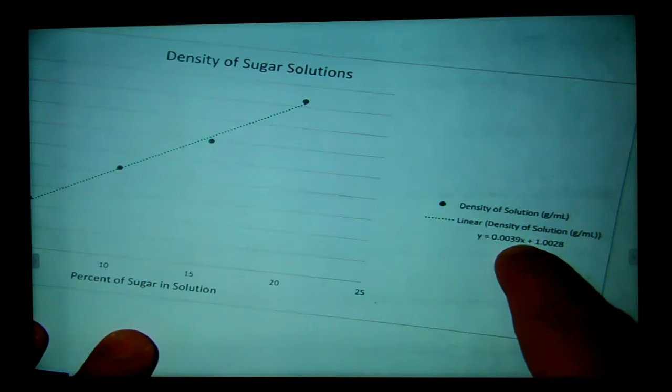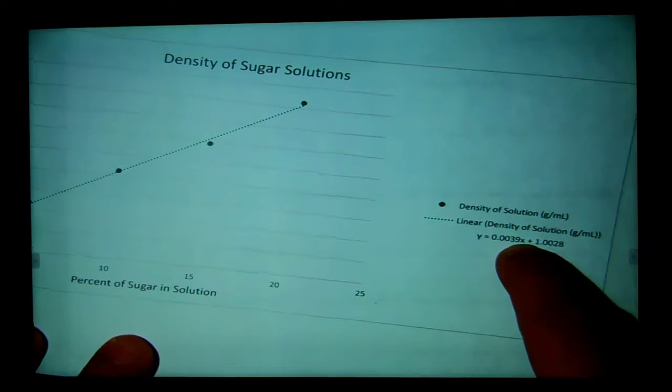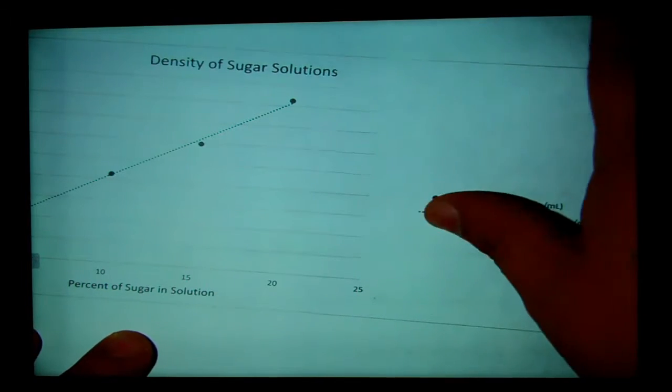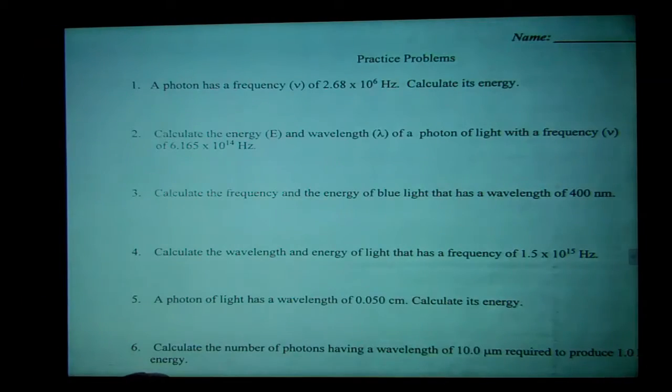So y'all have done this before. Not if you put a line through a lot of points. But you can get an equation from that, and then from that equation we can find out information that we were looking for.